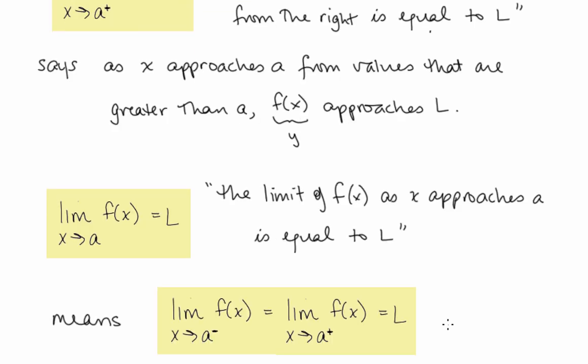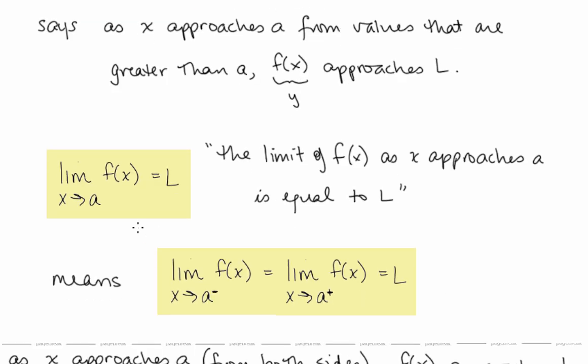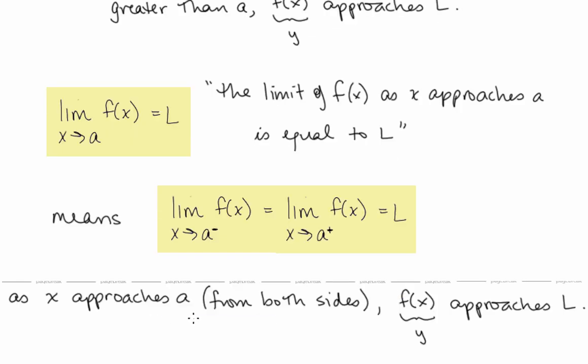And combining the left and right limits, we have a two-sided limit. The limit of f of x as x approaches a is equal to L means that the left limit is equal to the right limit, and they're both equal to L. So here, as x approaches a from both sides, the y values, the f of x values, approach L.